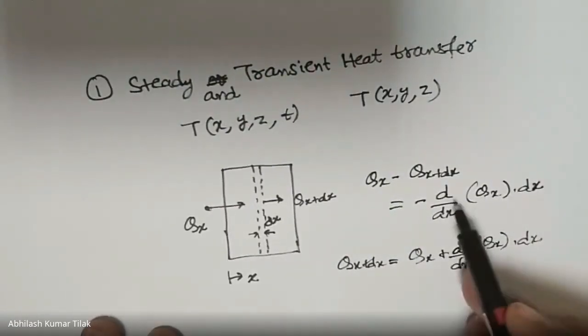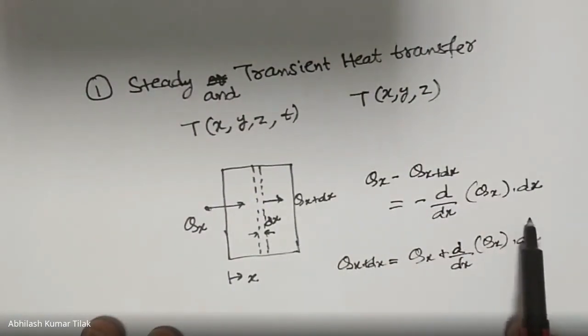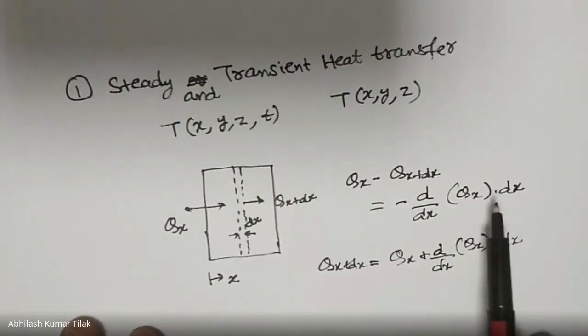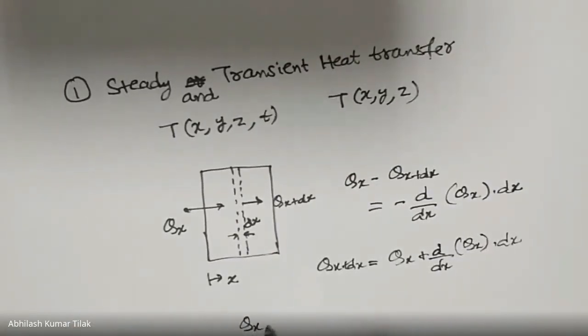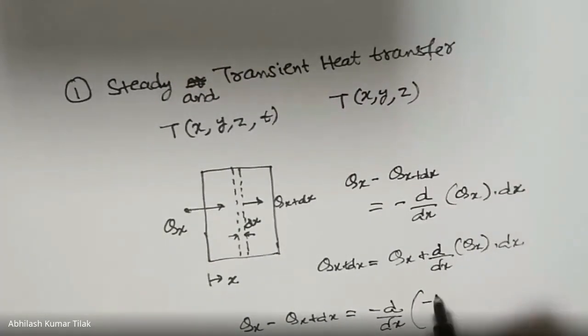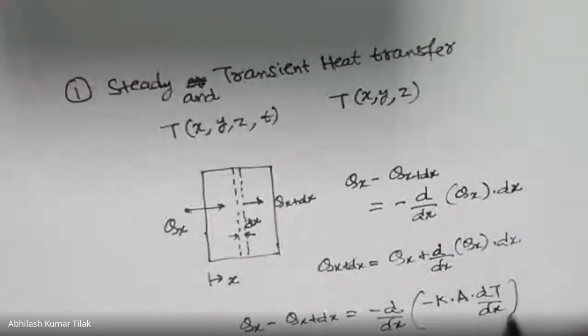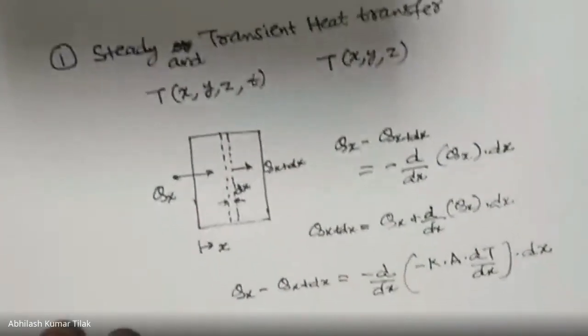So if you put the value here, qx will be cancelled out. This will be the remaining value. Now if you write the value of Fourier's law of heat conduction for this qx, in that case q of x minus q of x plus dx will be minus d by dx of qx. The definition of qx is minus k into A into dT by dx from Fourier's law of heat conduction, into dx. A is the area normal to the direction of heat transfer.